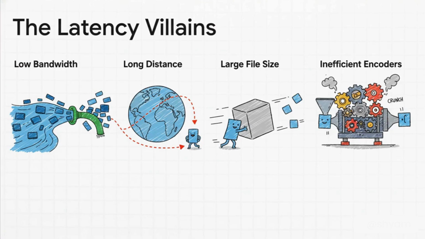Low bandwidth is like trying to shove a river through a tiny garden hose. There's just not enough space. Then there's physical distance. Data still has to obey the laws of physics, and a signal traveling from London to Sydney is going to take time. Bigger files are just like heavier boxes. They take more effort to move. And finally, you can have slow encoders that create a bottleneck before the data has even started its trip.